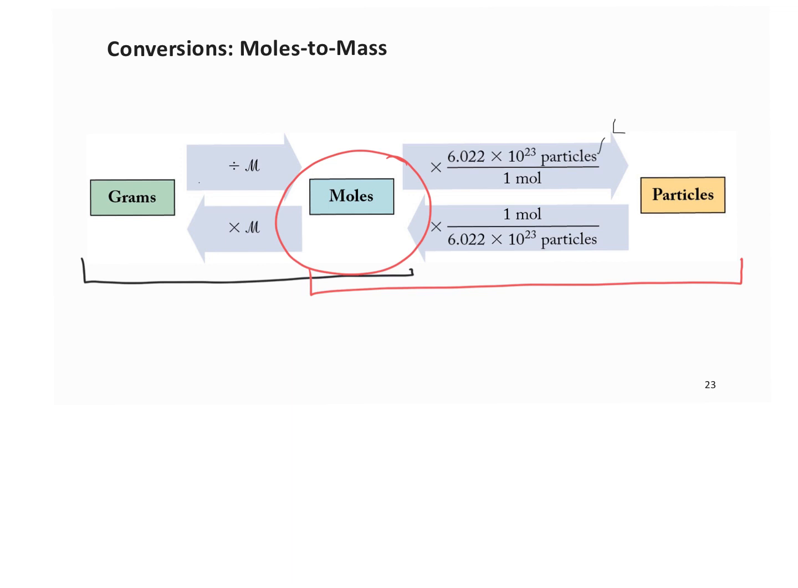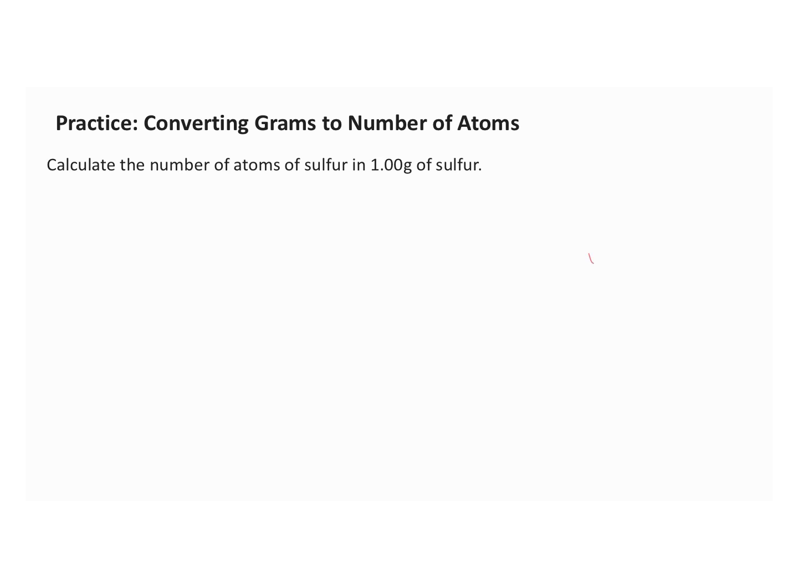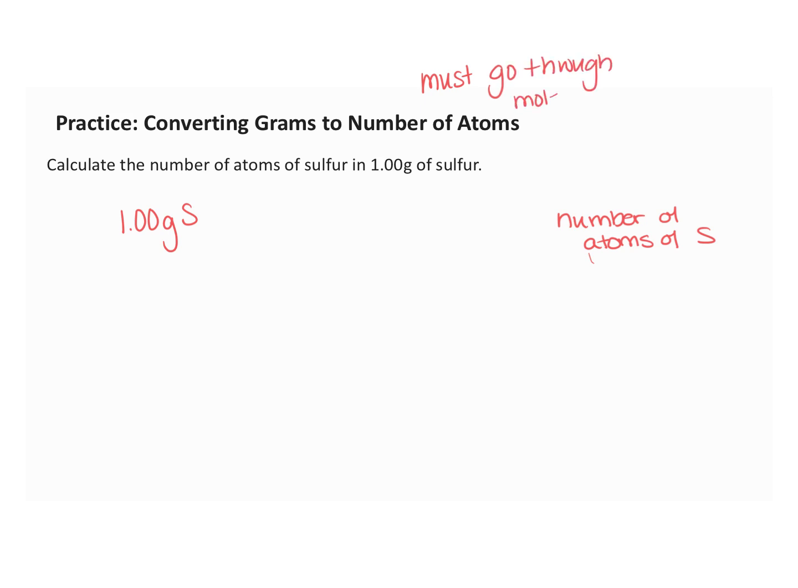So let's do an example, okay? This says calculate the number of atoms of sulfur in 1 gram of sulfur. So we're asked for the number of atoms of sulfur. So I'm going to put this over here. Number of atoms of sulfur. That's what we've got to get to. And way over here, we're starting with 1 gram of sulfur. Okay. We cannot go directly from grams to atoms. We must go through moles.